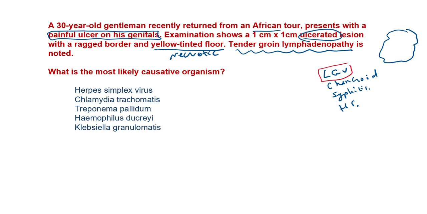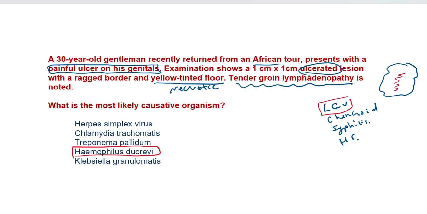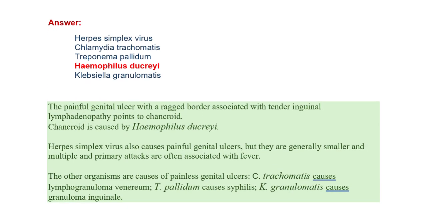So it's a 1 centimeter by 1 centimeter ulcer, ragged edges, and necrotic material. So this description goes with Haemophilus ducreyi. Let's see the answer. Yeah, it's Haemophilus ducreyi.